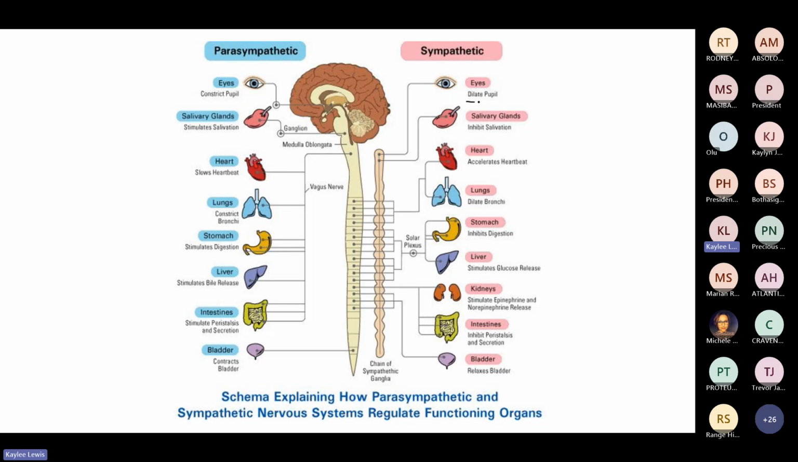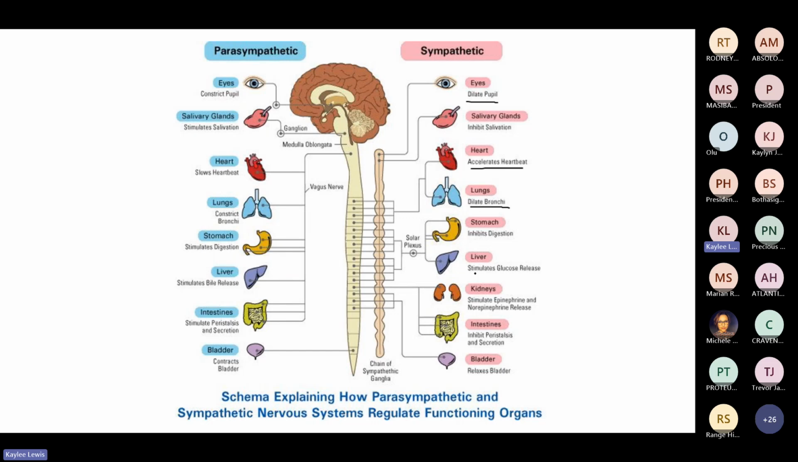We know our pupils dilate, and why? To allow more light to enter the eye. Our heart would accelerate, so increase our heart rate. And that happens. Why? So we can get oxygen pumped around the body faster, like I said, to undergo cellular respiration. And to get more oxygen in, our lungs and our airways would dilate.